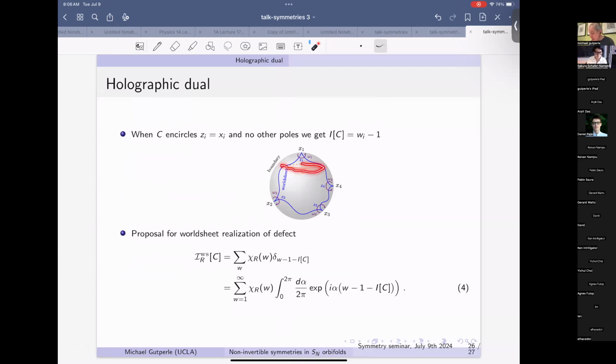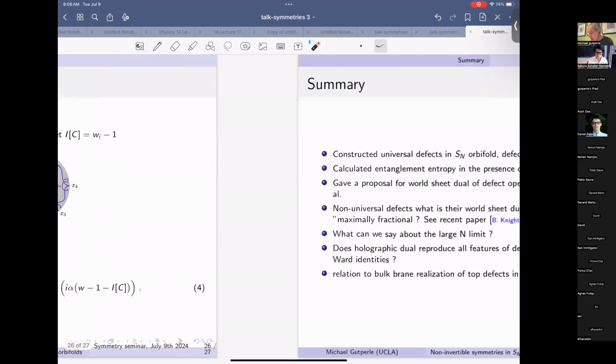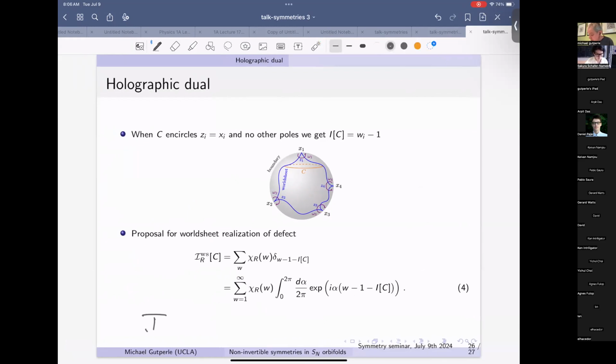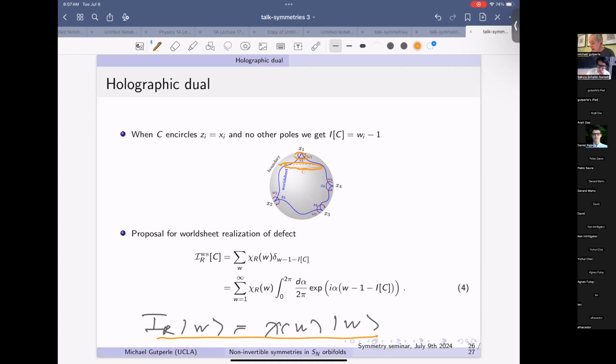So at least we can look at the action of our defect on a single operator, given by the defect encircling the operator. Because of this minus 1 it's a little subtle, but what this means is that our worldsheet proposal uses this operator, and it will reproduce, if we deform this contour and slip it off or bring it very close, this basic feature of the defect.